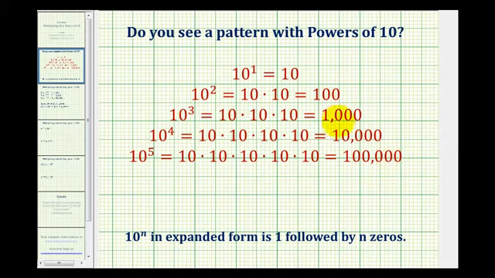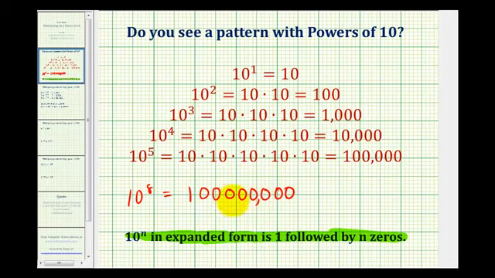If we count the number of zeros here, notice it matches the exponent on 10. So in general, 10 to the power of n in expanded form is 1 followed by n zeros. So if we had 10 to the 8th, this would be 1 followed by 8 zeros, which would be 100 million.